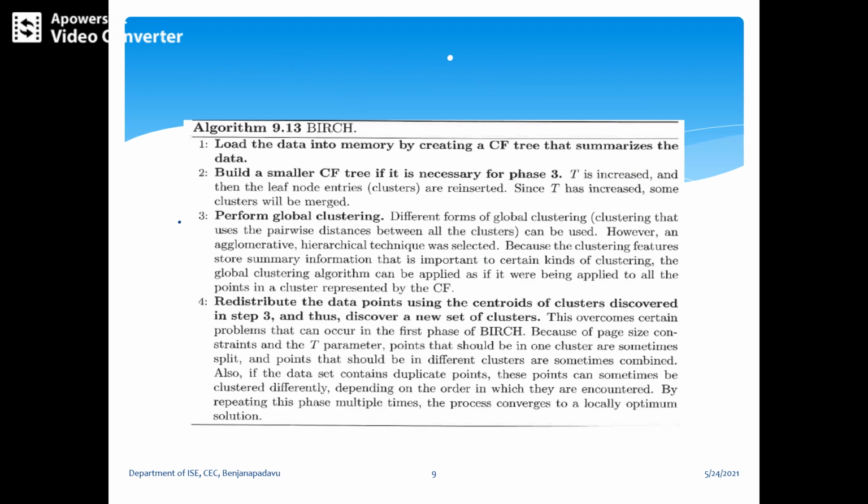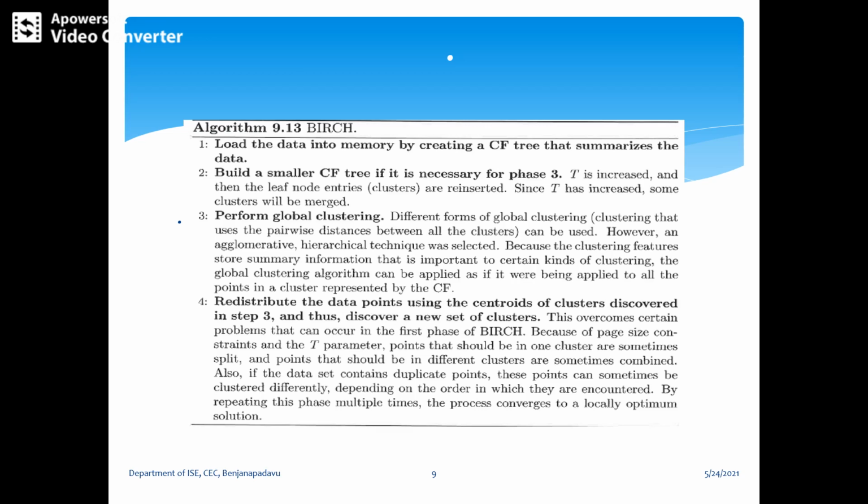In this algorithm, first we need to load the data into memory by creating a CF tree, the clustering feature tree, which summarizes the data. Next, build a smaller CF tree if it is necessary for the remaining phase 3. Here T is increased, so we should have fewer leaf node entries. Since T has increased, some clusters will be merged.